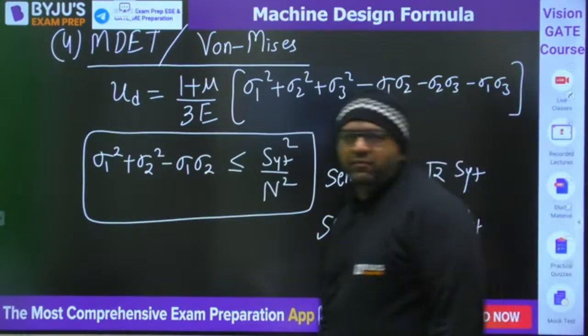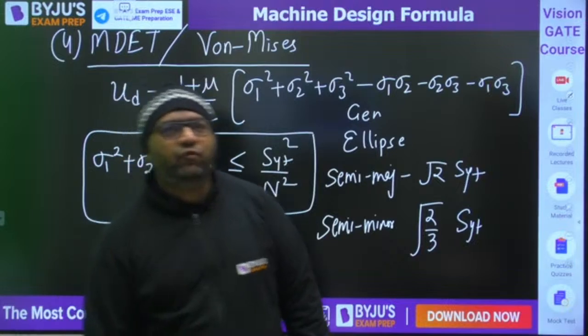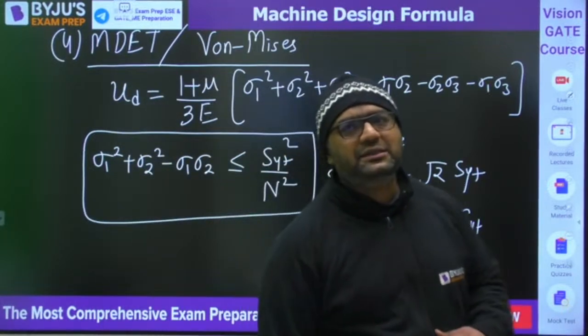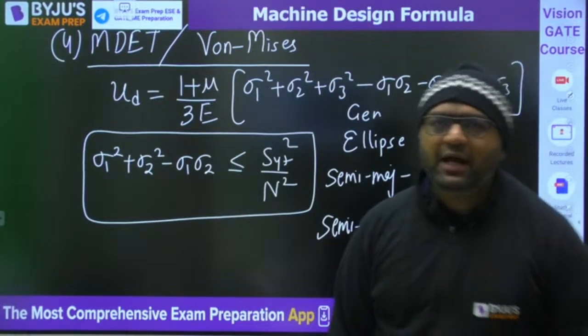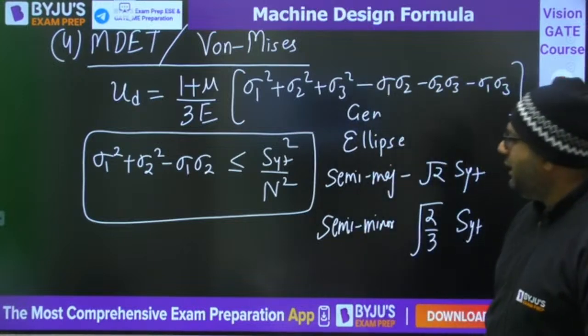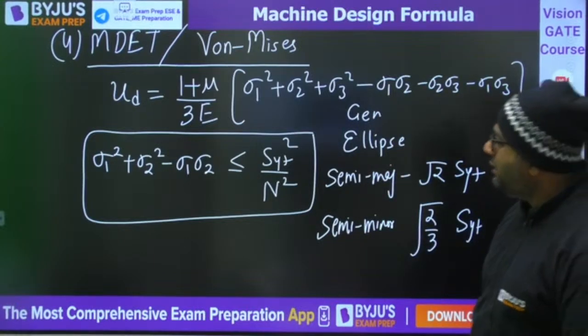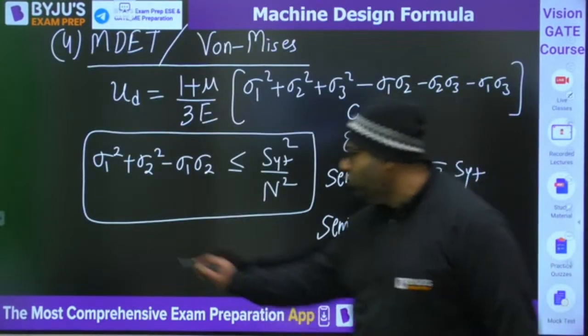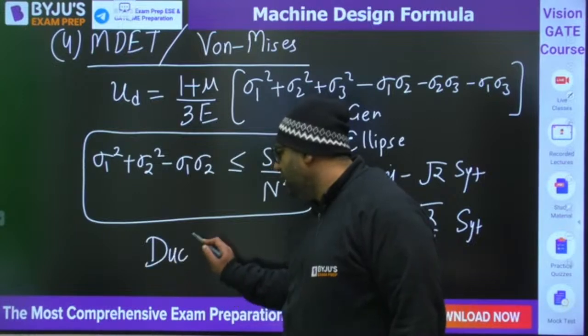Is it clear for everyone? Yes. So this is the formula for MDET, the von Mises theory of failure. Very good. So guys, this is about MDET. And now, my dear, this is found to be valid for ductile material. Okay.